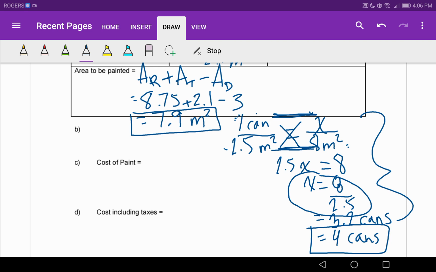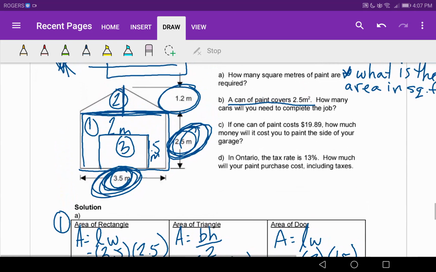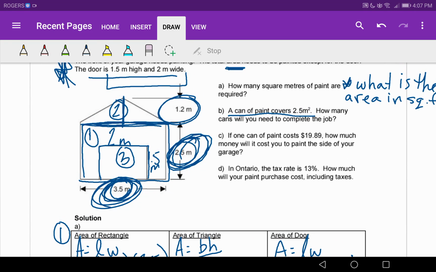Okay, so now the cost of paint. Well, how much? Did they tell us how much 1 can of paint was? Let's see if in the question they told us that. They did. If 1 can of paint costs $19.89, how much money will it cost you to paint the side of your garage? So basically, how much will it cost us now to paint all of this side where our garage is found?